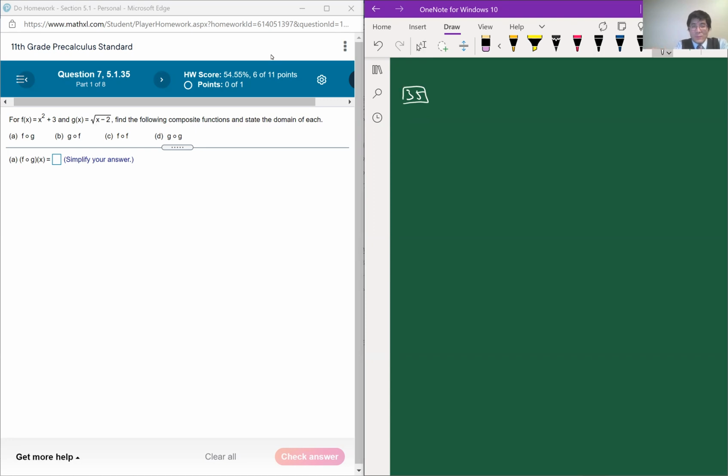It's a composition of two functions, but one of them is a radical expression, so you have to be careful about the domain of the function. First one, f of x is a squared polynomial, x squared plus 3, and g of x is square root of x minus 2. So the input is restricted by this inequality.